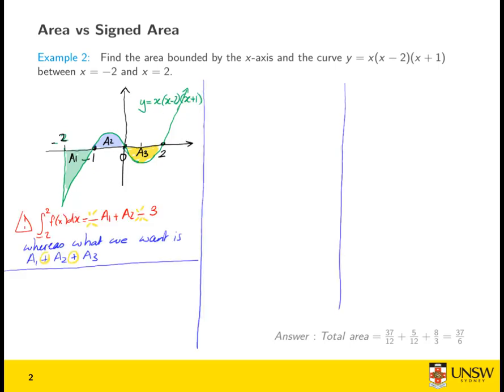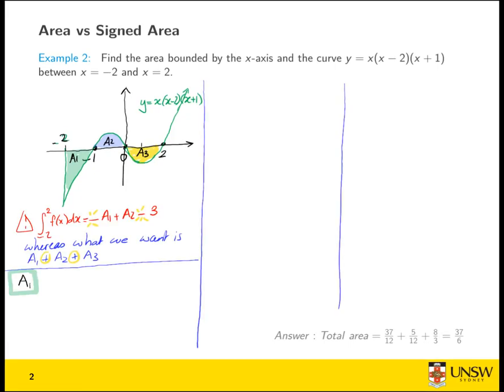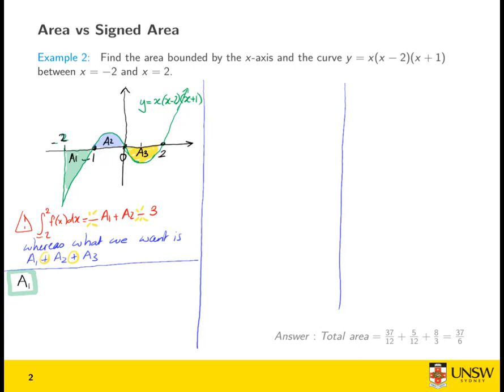So let's calculate A1. When we calculate the integral of the function between -2 and -1, what we get is negative. It's the opposite of A1. So in order to get A1, we could just put a negative sign in front of the integral, and that would make it positive. Okay, let's calculate this integral.